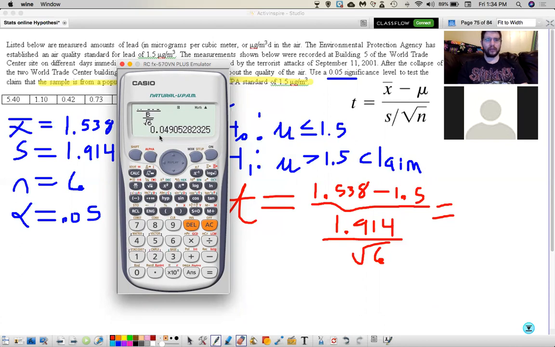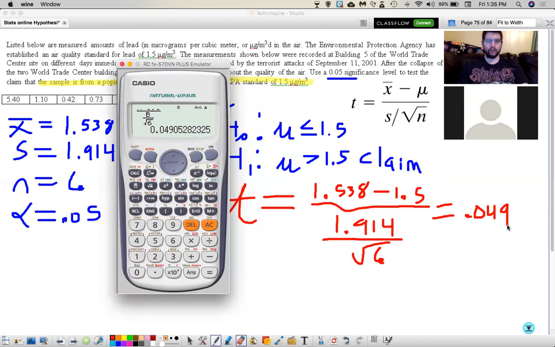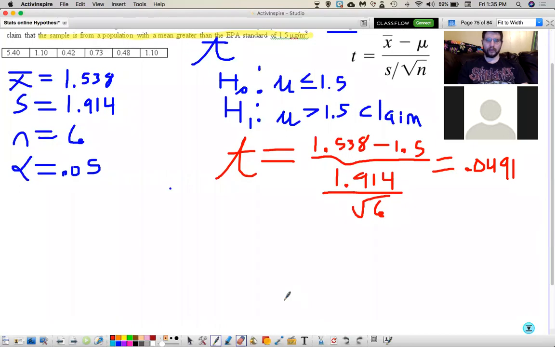And I get 0.0490. So 0.049, and now we're going to use this number. We can either do the traditional or the p-value method. We're going to do both. I'll start with the traditional method, because for the t-test, I think the traditional method is a little easier.